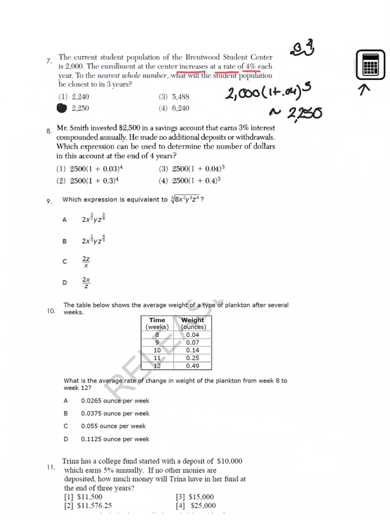Okay, so next we have Mr. Smith, who invested $2,500 into a savings account that earns 3% interest. So earning would be, it's increasing. They gave us a percent, so I also know it's exponential, and it's compounded annually. He made no additional deposits or withdrawals. Which expression can be used to determine the number of dollars in his account at the end of 4 years?